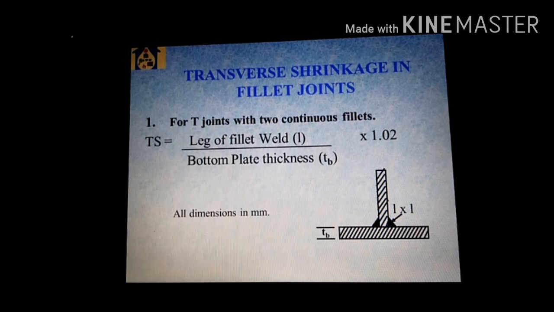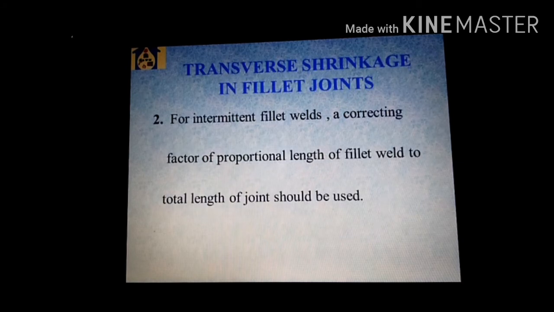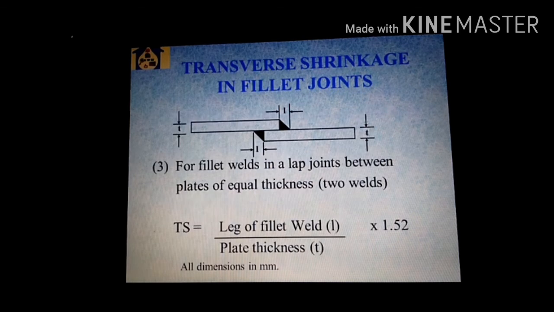For a T joint with two continuous fillet welds, use this formula. Transverse shrinkage in fillet weld. For intermediate fillet weld, a correcting factor of proportional length of the fillet weld to total length of the joint should be used. For fillet weld in lap joint between plates of equal thickness, use this formula.